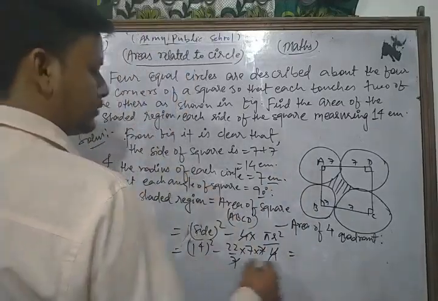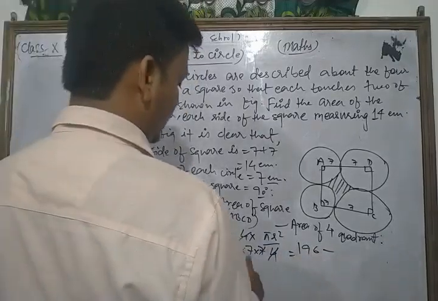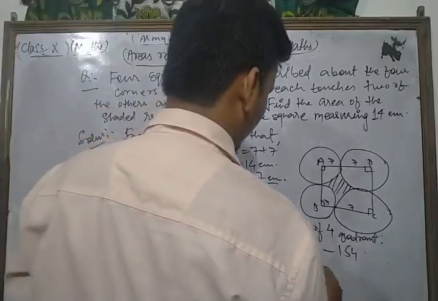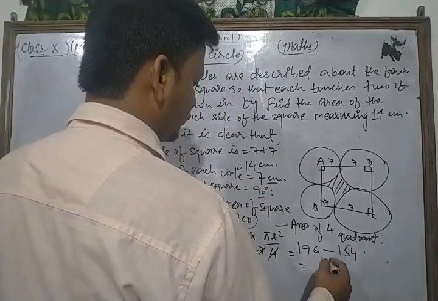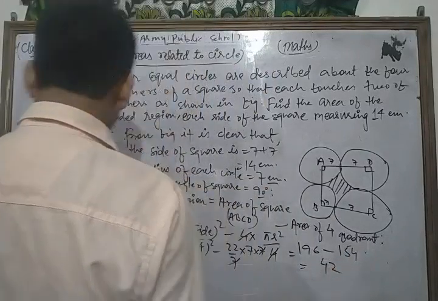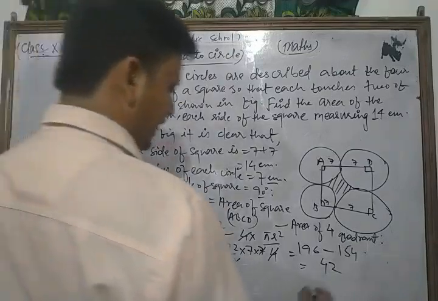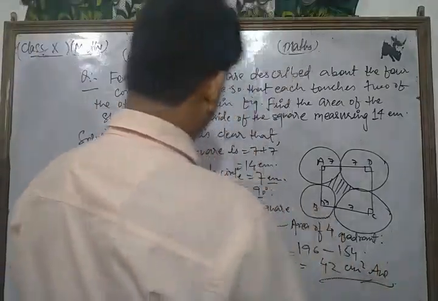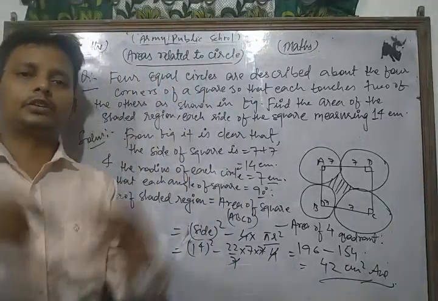The square of 14 is 196, minus 22 into 7 is 154. Now we subtract them. 6 minus 4, that is 2. 9 minus 5, that is 4. 1 minus 1, 0. So we get 42 centimeter square. Right answer. So this is the area of the shaded region.